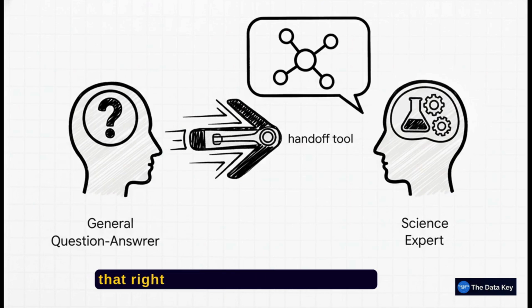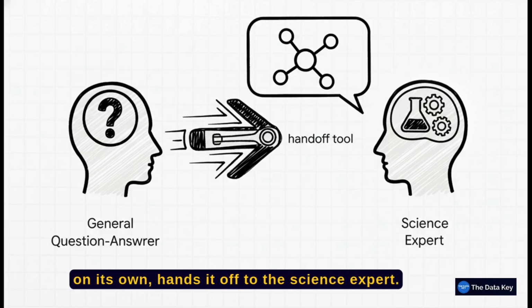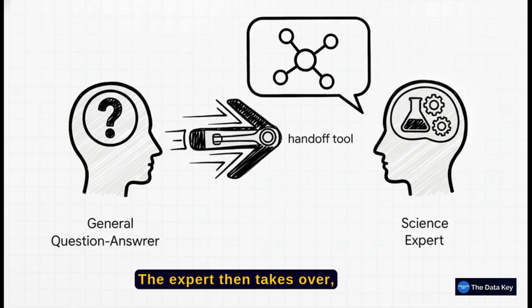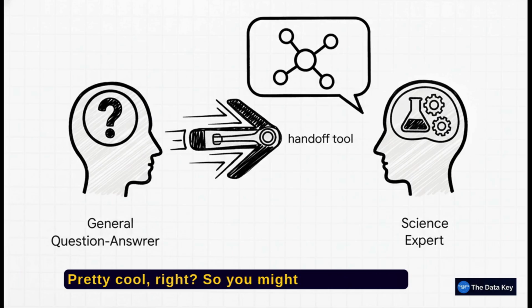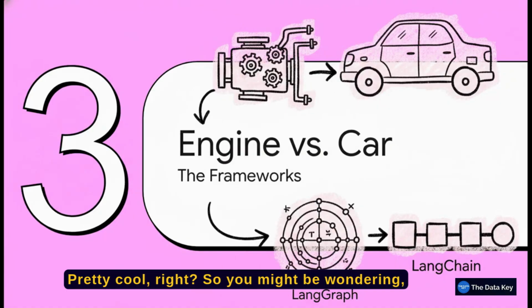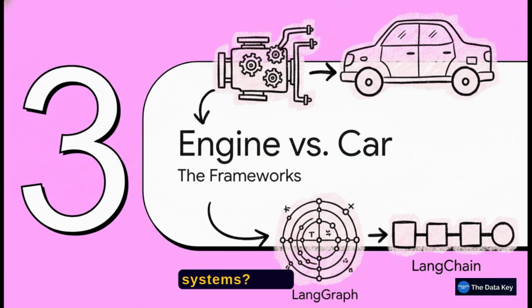And boom, that right there is the swarm in action. Without any central boss stepping in, the general agent sees the query is about chemistry and, on its own, hands it off to the science expert. The expert then takes over, uses its specialized knowledge, and gives the right answer, methane. Pretty cool, right? So you might be wondering, what are the actual tools that let you build these incredible systems?